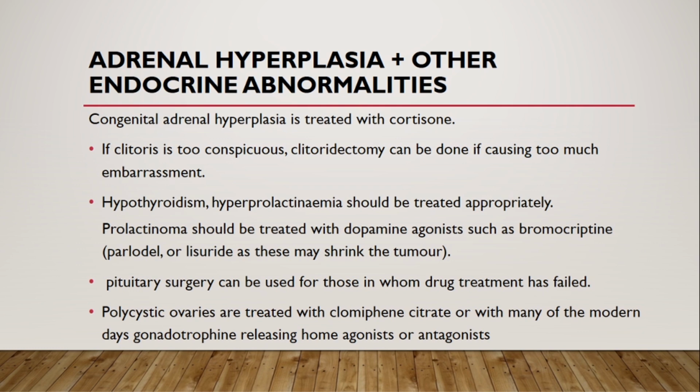Adrenal hyperplasia. Those patients come with adrenal hyperplasia, plus other endocrine abnormalities. The classical example in this group is congenital adrenal hyperplasia. This congenital adrenal hyperplasia is treated with cortisone to reverse the various enzymatic disorders that lead to abnormal production of cortisol. Cortisone will suppress them. And for those with hypertrophy of the clitoris, you can do a clitoridectomy.